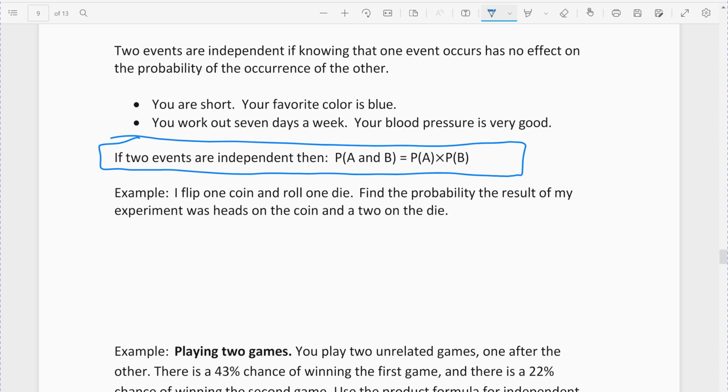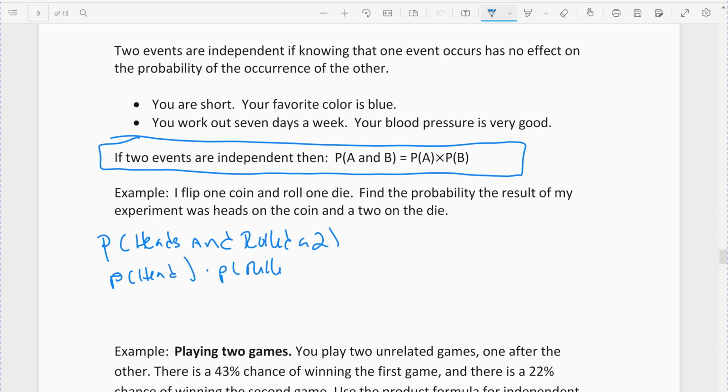An example of two outcomes where one doesn't affect the other is I flip a coin and roll a die. What happens when I flip a coin has no effect on the chance of what happens on my die, right? They're two completely separate events. So in this experiment, you flip a coin and you get heads, and you roll a 2. Getting heads and rolling a 2 are independent events. You just find the probability that you get heads and multiply it by the probability you rolled a 2.